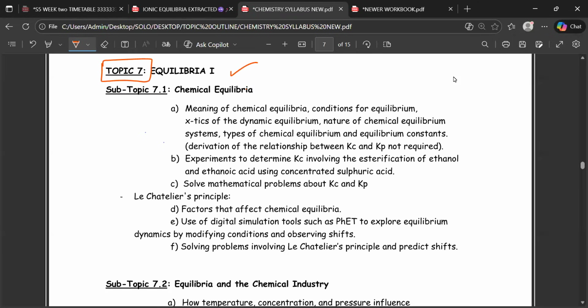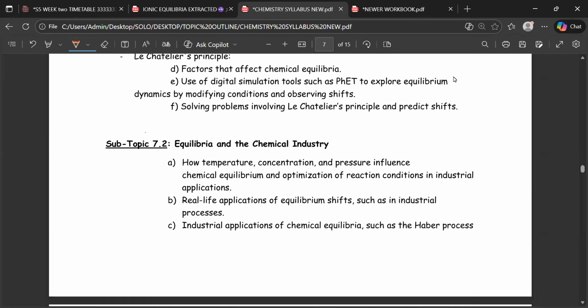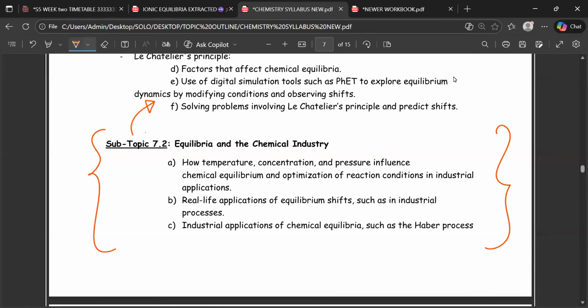I told you it may or may not be an element of construct. Under this, we cover chemical equilibrium, that is the sub chapter that we began with, 7.1. That one was covered. Then this is just concerning application. It's not a big deal, because they talk of equilibrium and the chemical industry, and that application is just under chemical.